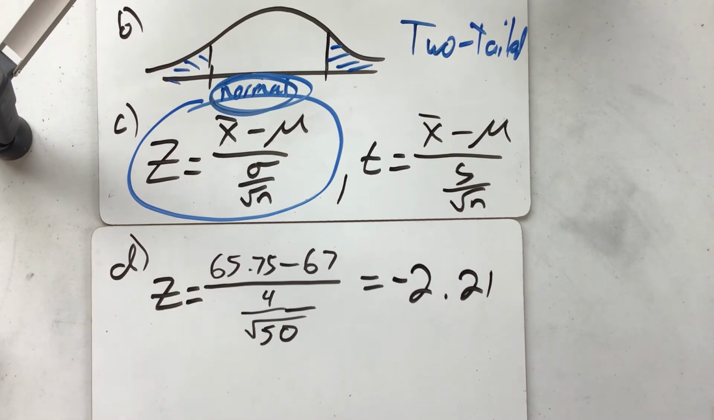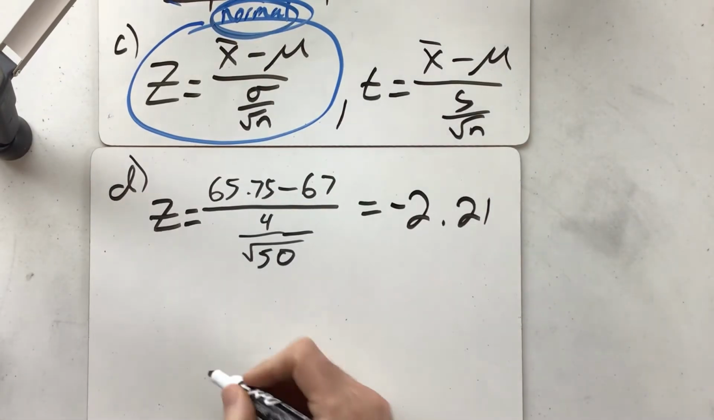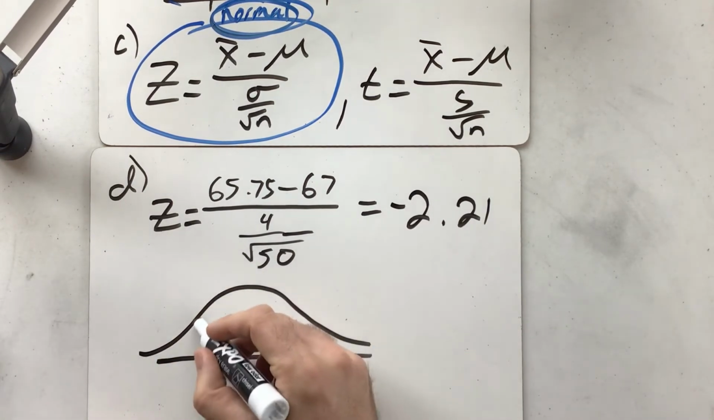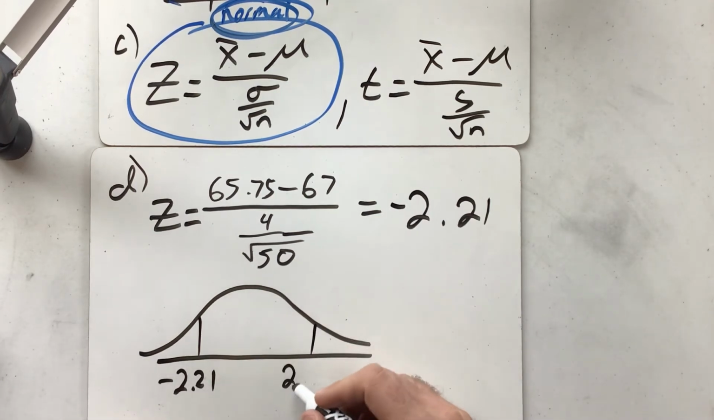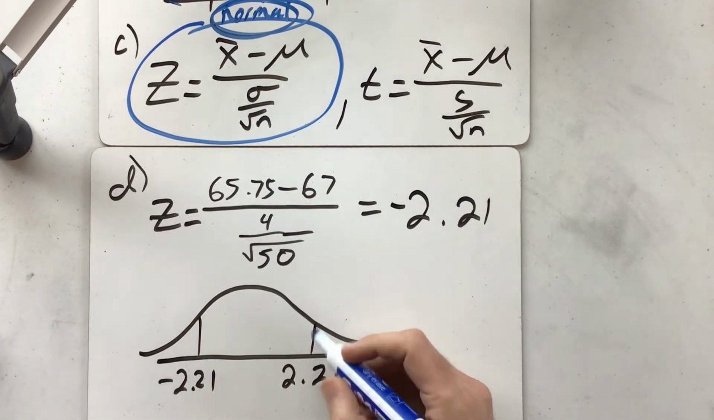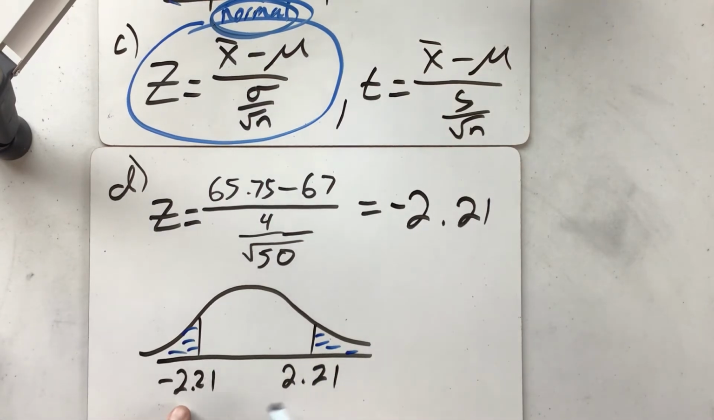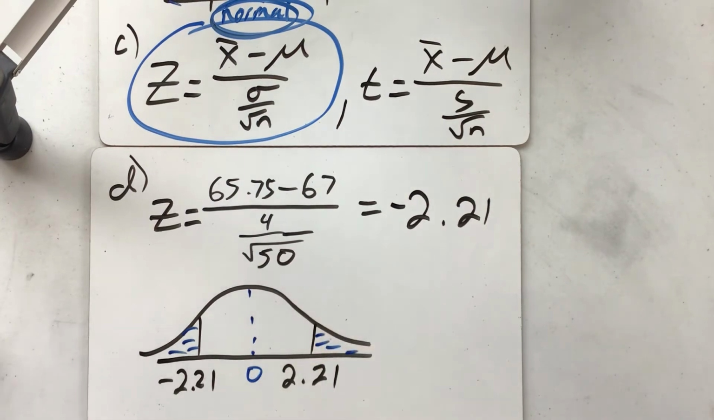Okay, so this is what we have for our test statistic. Now all I have to do is put that on my z distribution, which looks like this. Negative 2.21 is going to be on one side, and 2.21 will be on the other side, and I want to find out this probability. Notice the two sides are the same, except one is positive and one is negative. That's because the center here is going to be 0.